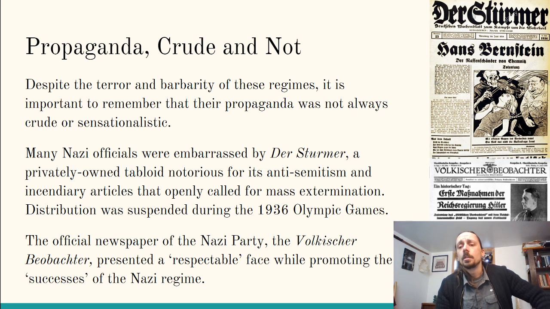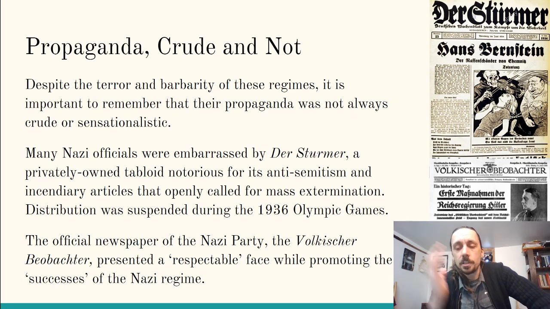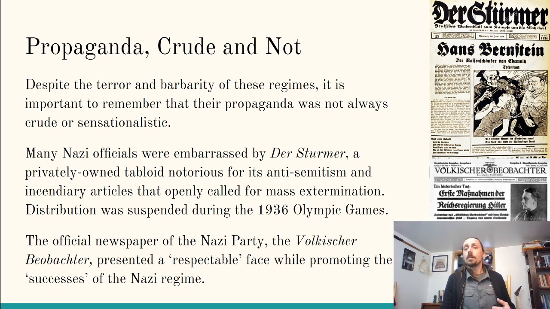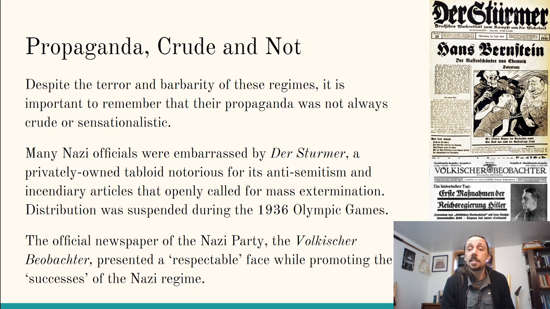Let me compare two Nazi newspapers here, Der Stürmer and Völkischer Beobachter. I have no idea how to pronounce this. Most Nazi officials were kind of embarrassed by Der Stürmer, which was a tabloid, privately owned. It wasn't run by the state. The state kind of allowed it. It was really notorious for its anti-Semitism, for its articles that openly called for mass extermination. Distribution was in fact suspended temporarily during the 1936 Olympic Games in Germany because the Nazis were embarrassed.